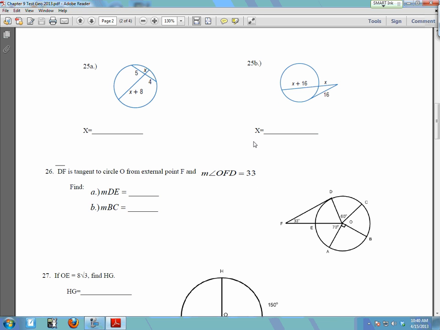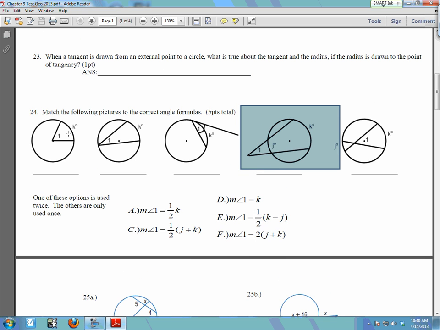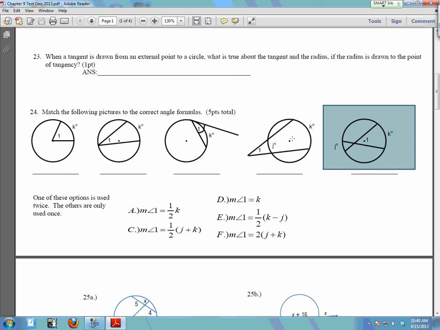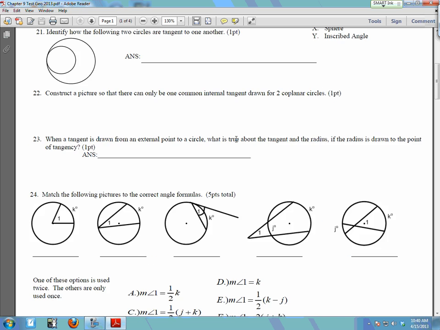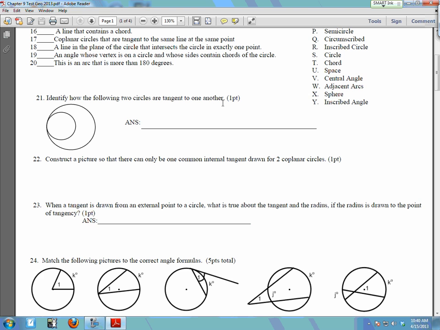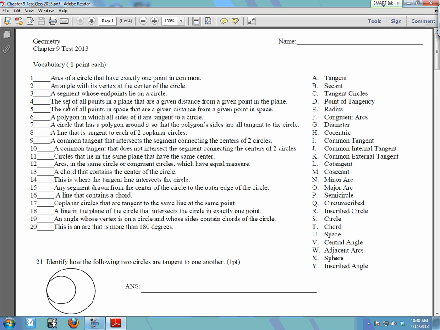On the front, each one of these was worth a point. So 5 total for that question. That's 1 point, 1 point. 21 was 1 point. And then obviously all of these were worth 1 point. So it came out to be a total of 52.